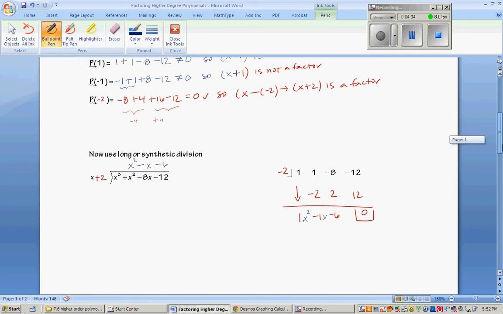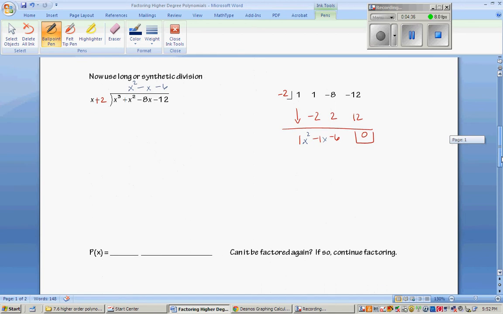What does this whole mess mean? Well, what it means is that p of x, this big function that we saw in the beginning, is the same thing as x plus 2 times x squared minus x minus 6. This is how it factors.